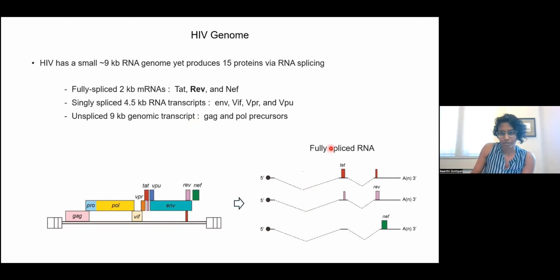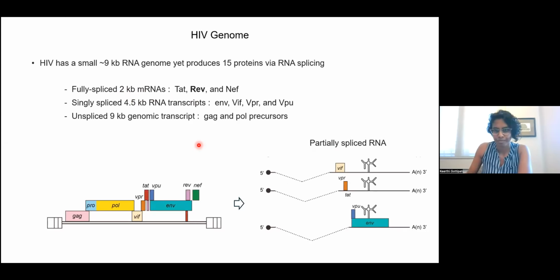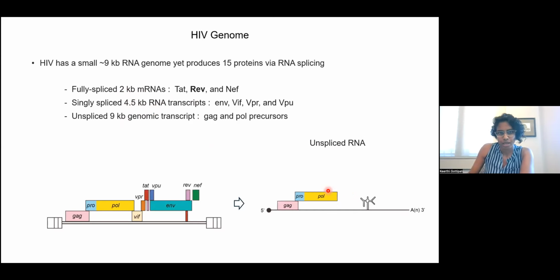So when the DNA inside the nucleus is transcribed, you have viral RNA transcripts that are fully spliced, which give rise to these 2 kb mRNAs. And then you have the partially spliced RNA, which is about 4.5 kb transcripts. And then you have the unspliced RNA, which is the full-length genomic transcript.